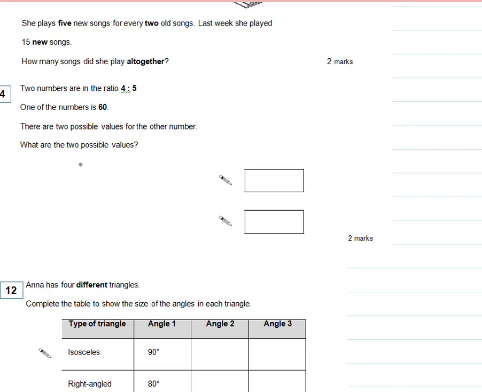Two numbers are in the ratio 4 to 5. So I'm going to write this here, 4 to 5. Here's my two numbers. One of the numbers is 60. So I'm going to make that 60. There are two possible values for the other number. What are the two possible values? Well, this is how you do this.